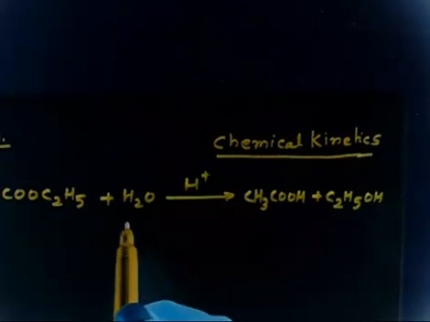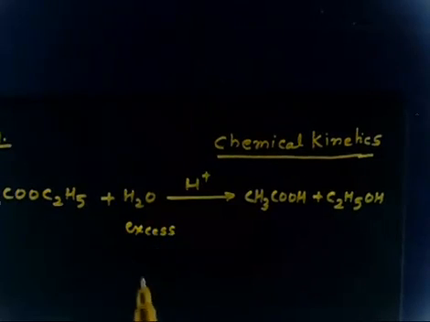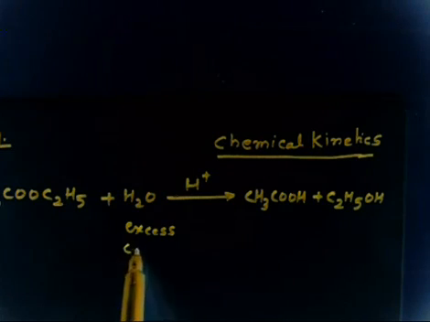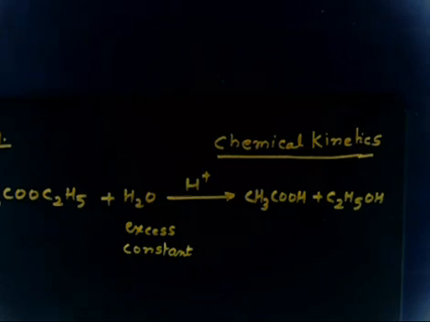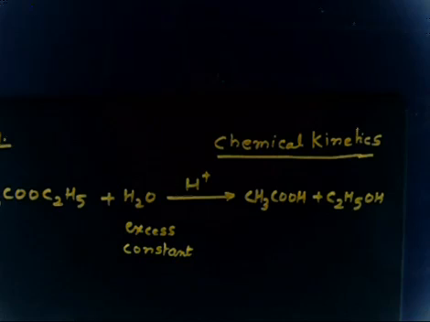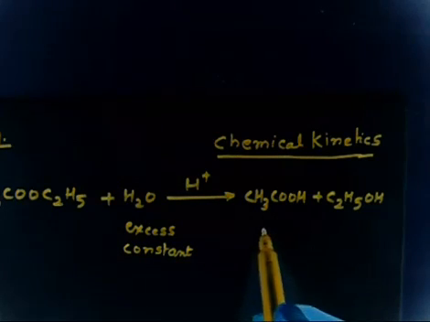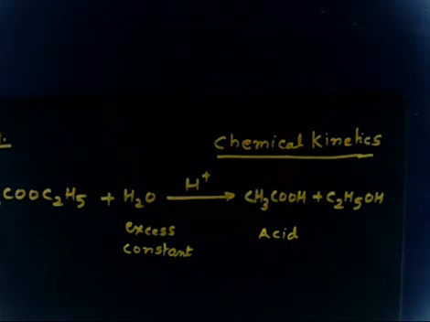In this situation, water is taken as an excess. So there is excess water, let us say 50 moles, 1000 moles, and this remains constant. Excess and constant. So this is excess, and whatever the value of that excess is, it is constant. So the concentration of H2O remains constant. Now this is the acid. Everybody knows acetic acid. So this is the acid that is generated during the reaction.